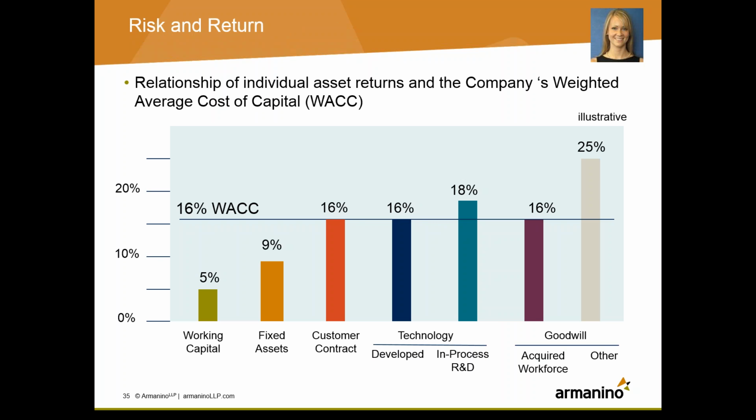Here's an illustrative example of a variety of risk and return rates that are applicable to different types of assets. You can see that for working capital, the risk and return rate is very small, and it increases as we progress along the chart and get to the intangible assets. So this is a nice example of how these separate intangible assets carry different risk rates.